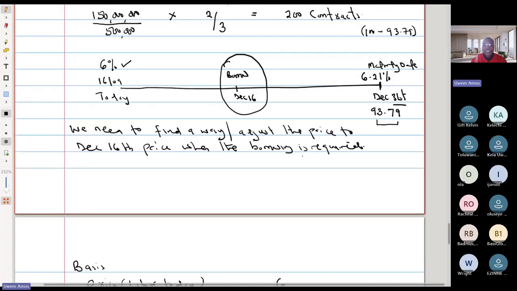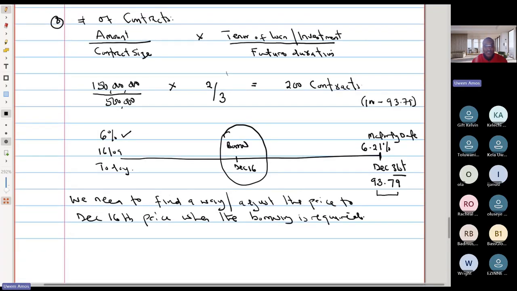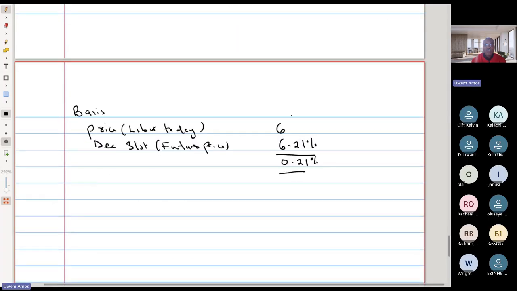Now, pay attention to this. From today to December 31st, how many months do we have? Today is September 16th. So October 16th will be 1 month. November 16th will be 2 months. December 16th will be 3 months. December 31st, from 16 to 31st, is approximately half a month. So from today to when the futures will mature is 3.5 months. That's the total duration.